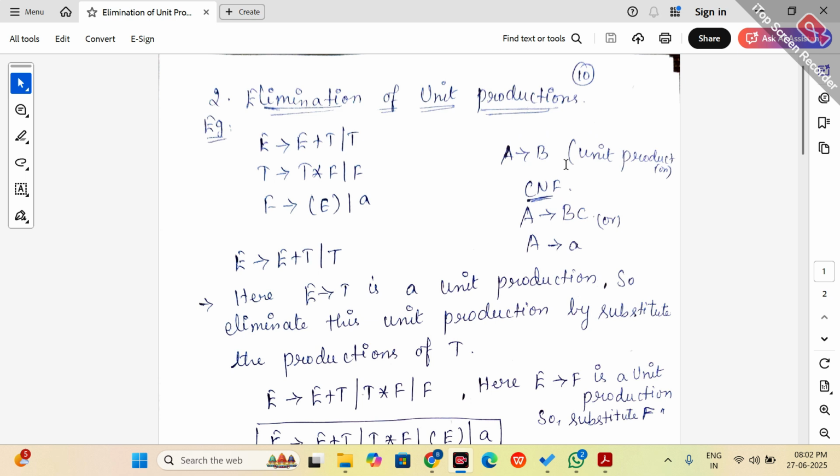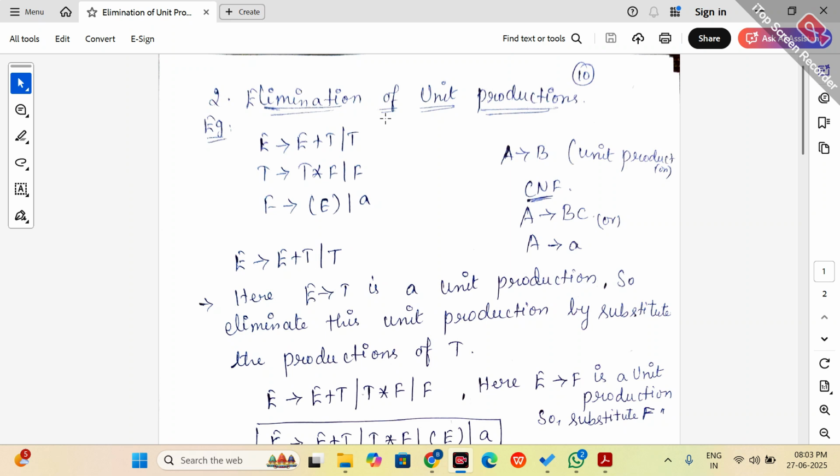The generalized structure of Chomsky normal form, CNF, is a variable tends to two variables. Here A is a single variable. It tends to B, C, which are two variables. B is one variable, C is one more variable. This is one format. Or a variable tends to a single terminal symbol. A variable is capital A and the terminal symbol is small a. So this is the generalized structure of Chomsky normal form. We will discuss this in detail in the next video.